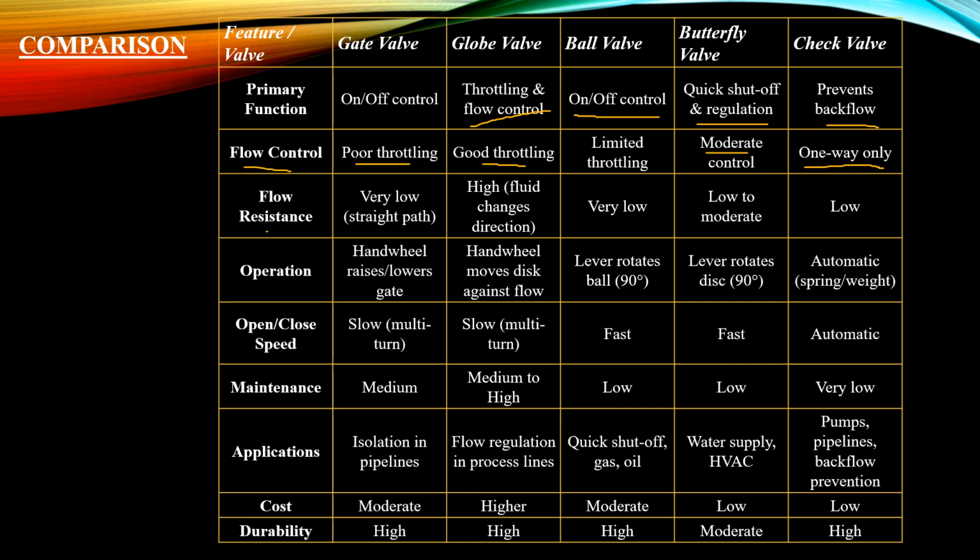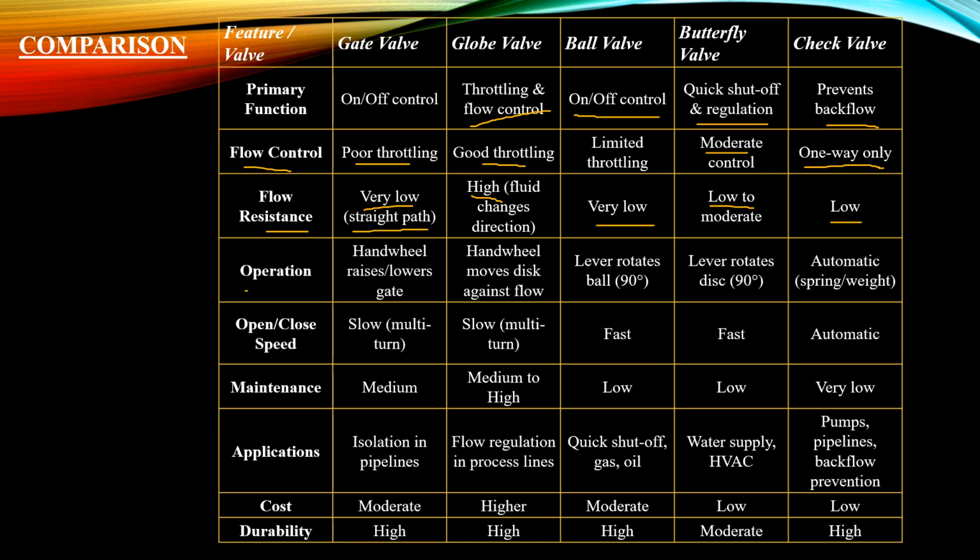Now flow resistance. So for gate valve, very low flow resistance, right? Because there is a straight path. Only one gate is there. For globe valve, there is a high resistance because the fluid changes direction. As we saw in the figure of globe valve, there is one disc. So it is high resistance for the flow rate. For ball valve, it is very low resistance. For butterfly valve, low to moderate resistance, and for the check valve, there is very low flow resistance.